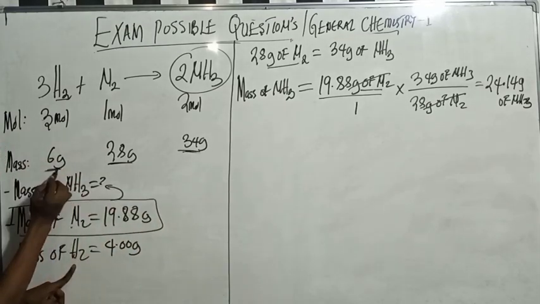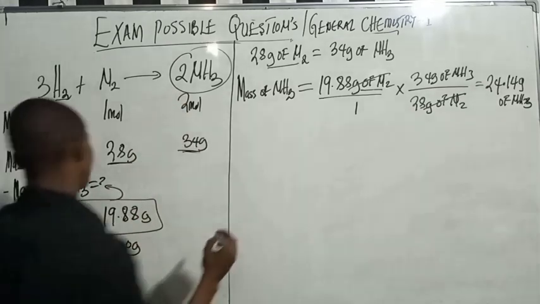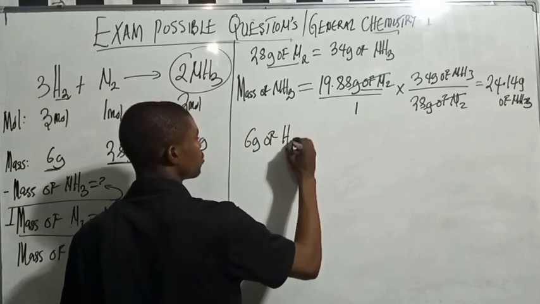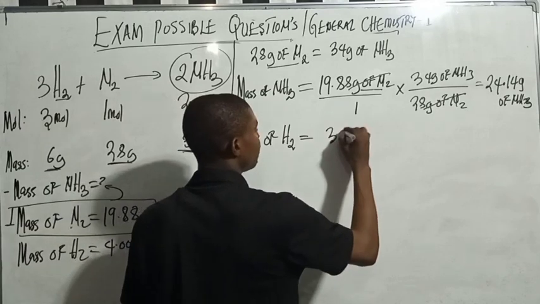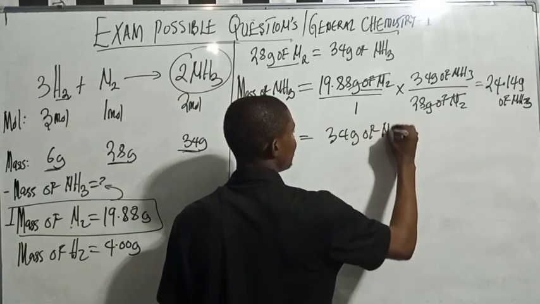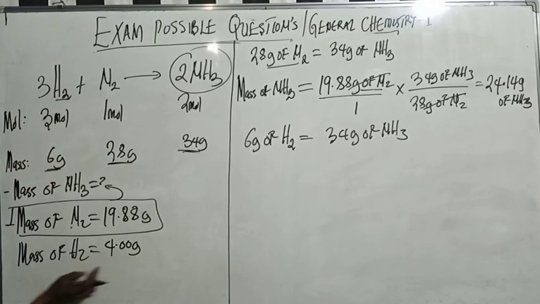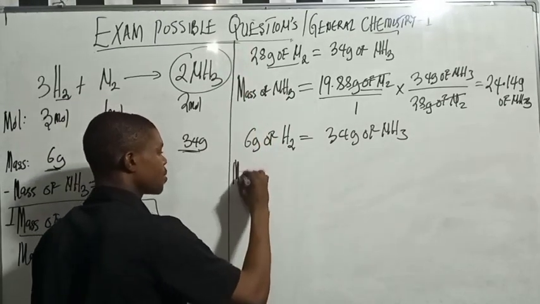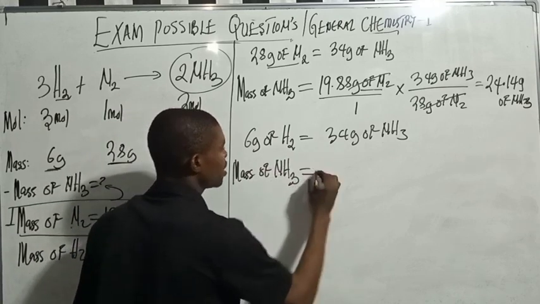For the balanced relationship here, 6 gram of H2 is equal to 34 gram of NH3. So here we have 6 gram of H2 is equal to 34 gram of NH3, right? Now remember, the mass of H2 given to me is 4. So remember, we are calculating the mass of NH3. The mass of NH3 here is equal to what?